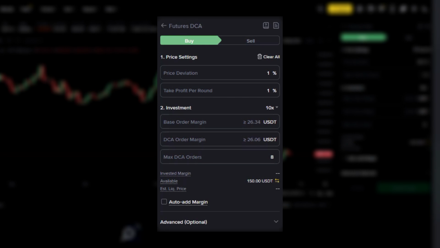If you set up the price deviation at 1%, for example, when the price drops 1% below the base order price, the bot will place the first DCA order. And if you use basic settings only, the same interval will be used for the subsequent DCA orders.